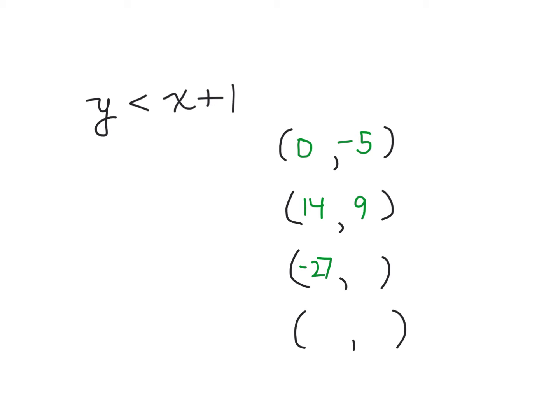So if x is negative 27, maybe negative 100. That's less than negative 26. If x is 1,000, y could be anything less than 1,001. Maybe 999. And again, there are infinitely many combinations here, right? Infinitely many points that could satisfy that inequality. So this is another thing. I don't want to just list the values. I want to give a graphical representation.